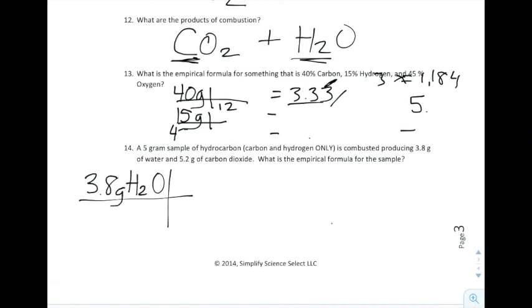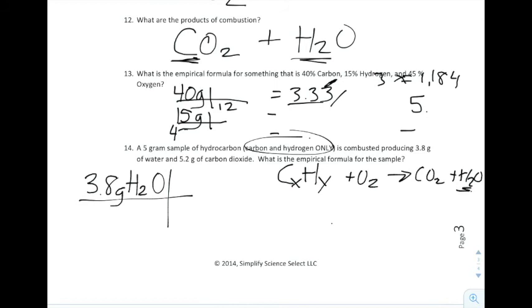I'm going to take some hydrocarbon, CxHy. It says carbon and hydrogen only. I'm going to add some oxygen to it, and I'm going to make carbon dioxide and water. Well, the only place that I'm going to get carbon from is the carbon dioxide. The only place that I'm going to get hydrogen from is the water. So when I take a look at this, I would say, okay, hydrogen.